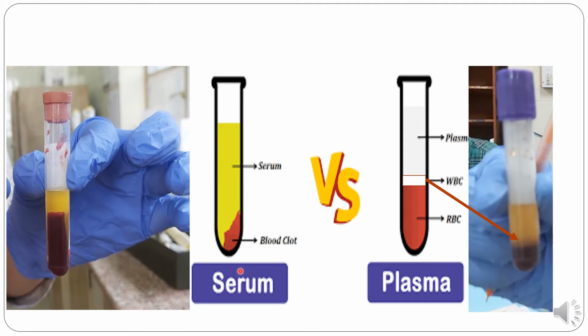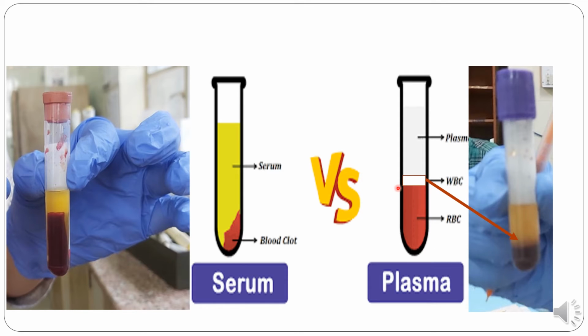Now let us see the difference between serum and plasma. In case of serum, there will be blood clot formation due to utilization of fibrinogen. Because this vacutainer contains a clot activator, it will use the fibrinogen and a clot will be formed. This will be solidified and the remaining fluid will have various molecules and electrolytes.